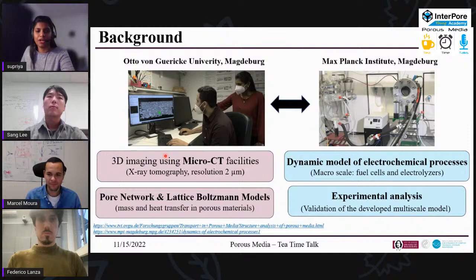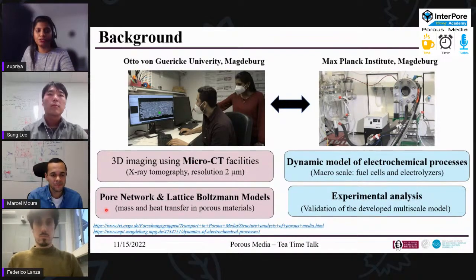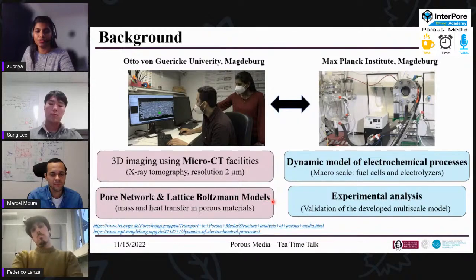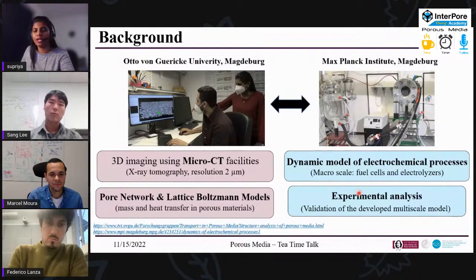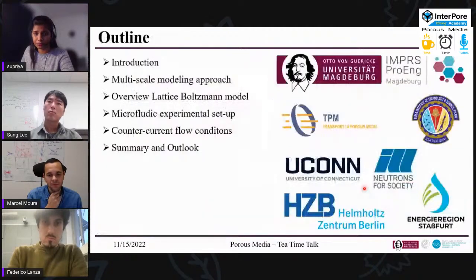So we have our own 3D imaging using the micro-CT facility where we can go to a resolution of 2 micrometers. And also we do pore network and Lattice Boltzmann models for mass transport and heat transfer in porous materials. And at the Max Planck, we have our own macro scale electrochemical processes where we deal with our fuel cells and electrolyzers. And we also do experimental analysis, which is later used for validation of our macro, micro, and different scale modeling techniques.